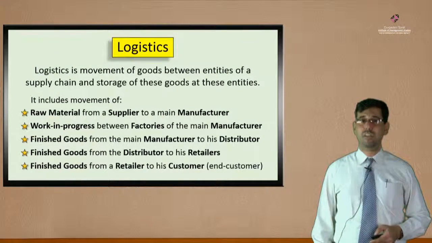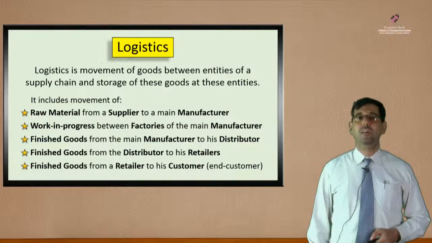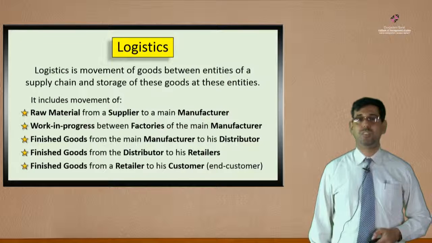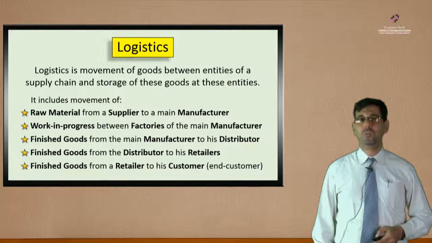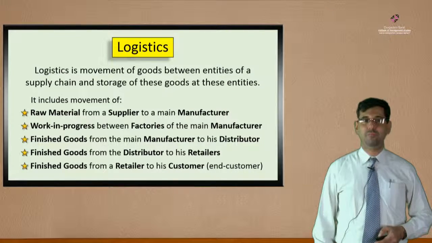Of course, these goods are different. The supplier provides raw materials to the main manufacturer. The main manufacturer provides finished goods to the distributor, which further on go to the wholesaler, then to the retailer, and then to the consumer.